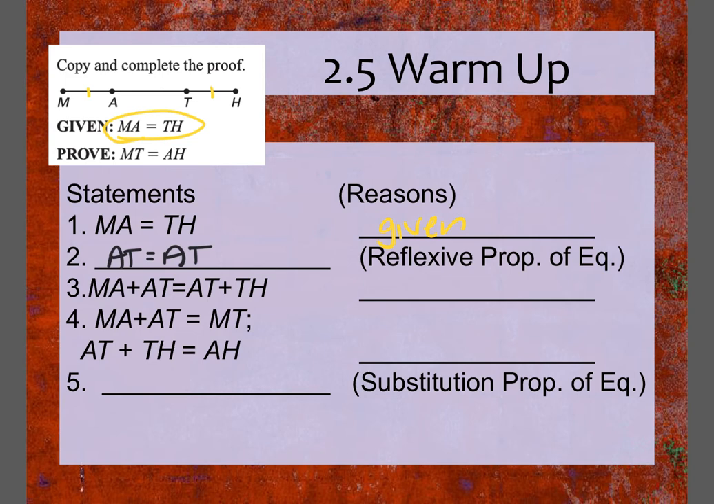And what's that called, when you add something to both sides of the equal? Addition property of equality, when you add the same thing to both sides of the equation. 4 says MA plus AT equals MT, and AT plus TH equals AH. What's that? Good. Segment addition postulate, or SAP, okay? Which says that the whole, the MT, is equal to MA plus AT. The whole is equal to the sum of its parts. And AH is equal to AT plus TH. So again, the whole segment is equal to the sum of its parts.